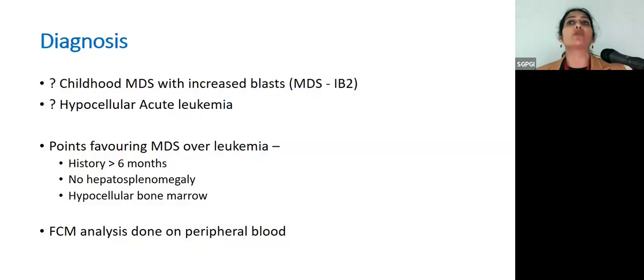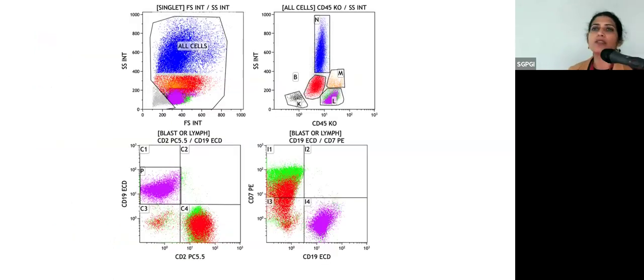There was no hepatosplenomegaly. We checked the child again. There was no hepatosplenomegaly, and obviously hypocellular ALL or AML is an uncommon entity. So the next step was to do a flow cytometry. This was done on peripheral blood. This is the flow cytometry.